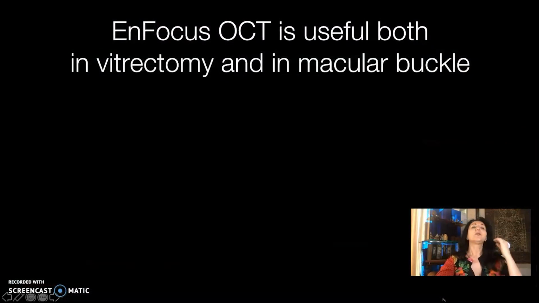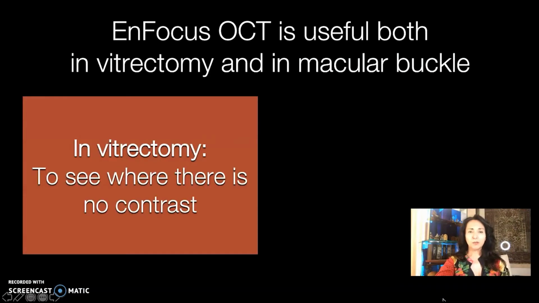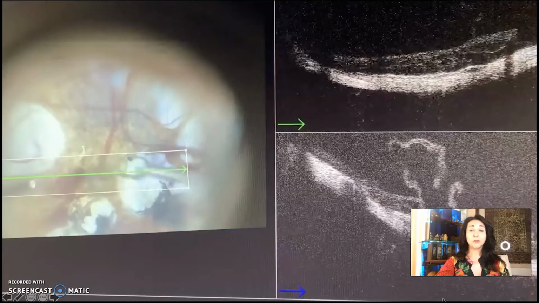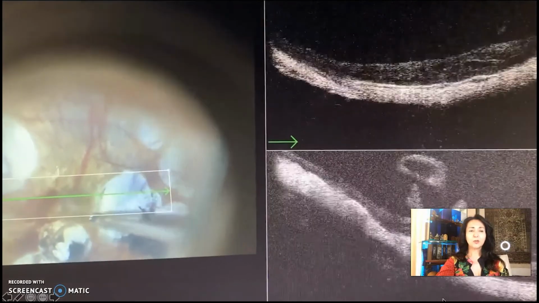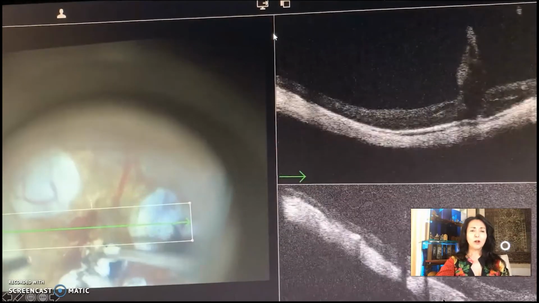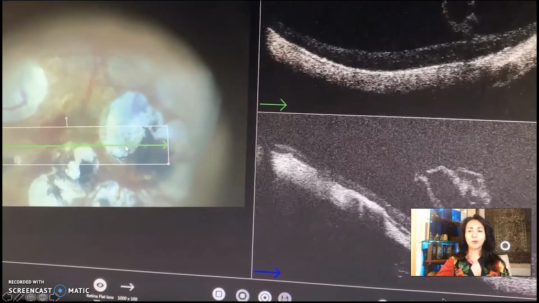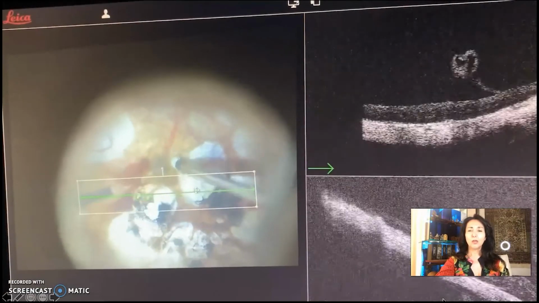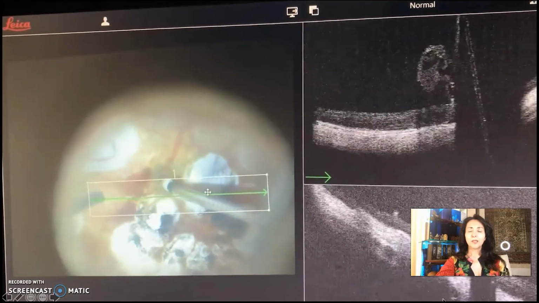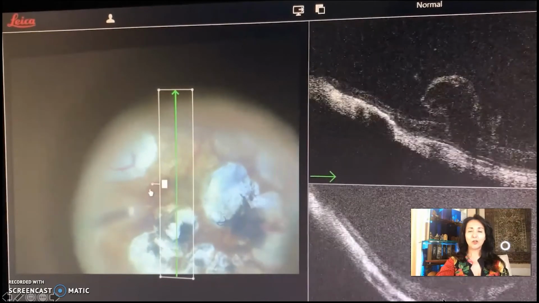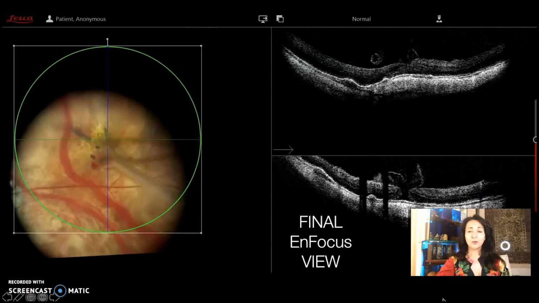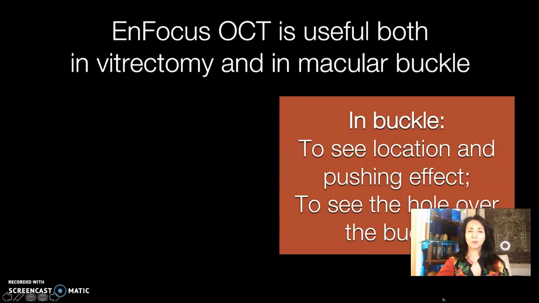And OCT is useful both in vitrectomy and in macular buckle in high myopia. In vitrectomy, again, it helps to see when there is no contrast. Look at the comparison between left and right. Through the microscope, we barely see where the macular hole is, while on the right, we know exactly what we are doing at the ILM, which is large enough and is exactly on the hole. And this is another example. If you compare the two images, you see that on the right, you have a great help.